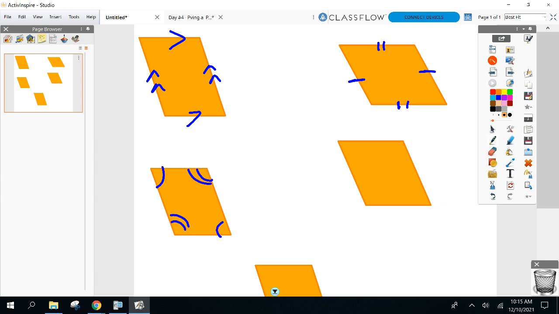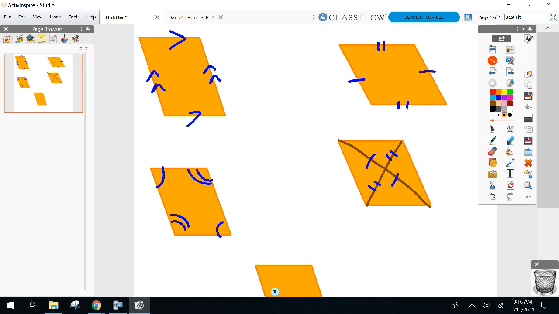Notice, it's got to be both pairs. If you only have this, no go. No go if you only have one pair. You've got to have both pairs. What are some other options that make it a parallelogram? Well, you could have this. What am I showing you on that one? Diagonals bisect. So if you can get both, not one, both diagonals to bisect each other, it's a parallelogram.